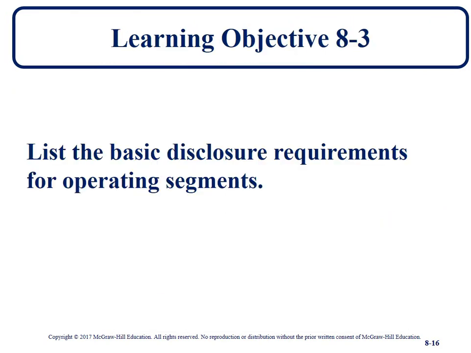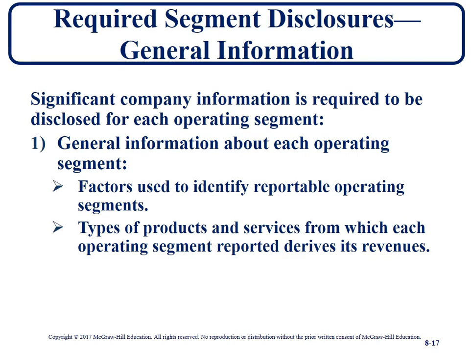Okay, Learning Objective 8.3. List the basic disclosure requirements for operating segments. Okay, so now we know what segments we have to report. The next question is, what do we have to report for each one of those segments? So the first thing that we're going to do is first of all just talk about general information.